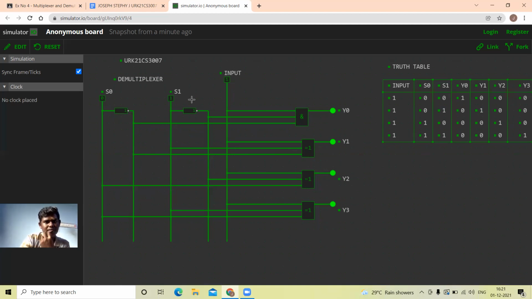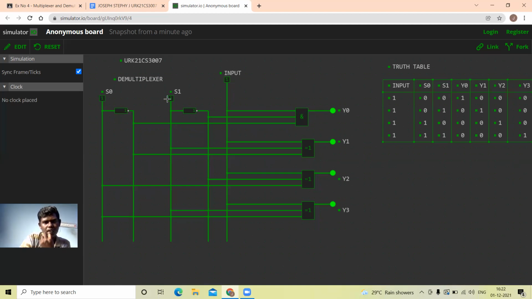Again, if you see 110, which means input is 1, S0 is 1, S1 is 0. So if you see here also, 1 is going here, and then 0 is going. 0 and anything is 0. So I get 0. Again, if you see Y1 is also 0. How? 1, 1. This time this is inverted. 1 is inverted, so 0. So we will get 0. So again, we get 1. How is it possible? 1, 0. So again, we get, sorry, Y2, right?